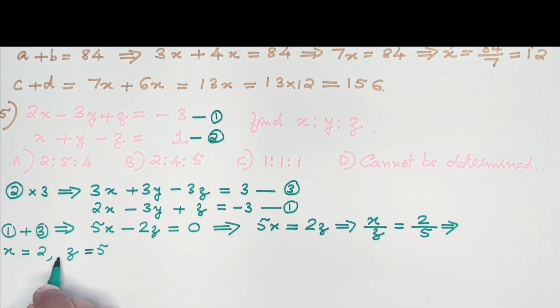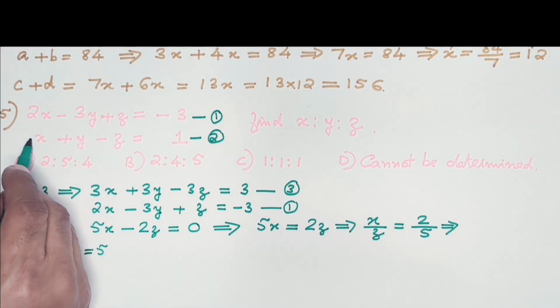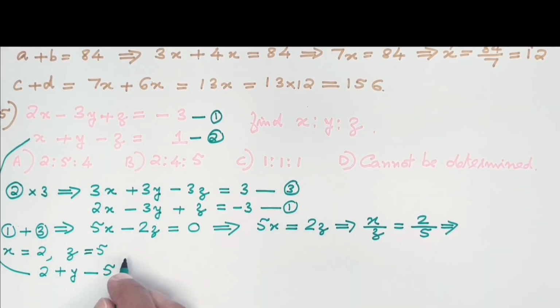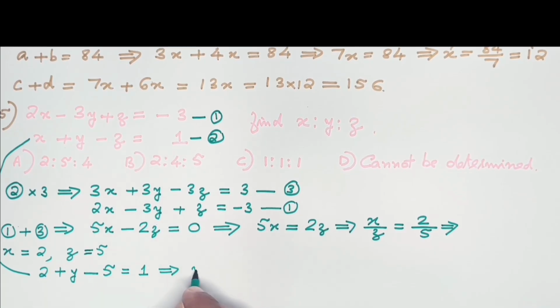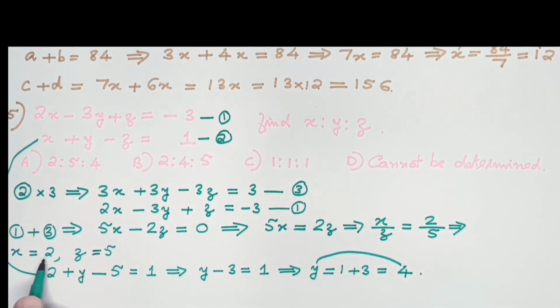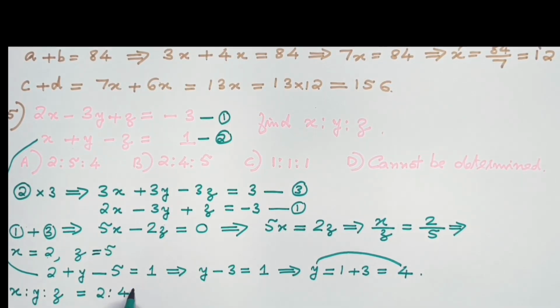Then substitute these values in either 1 or 2. So substituting in this equation, you have 2 plus y minus 5 equals 1. Keeping y here, 2 minus 5 is minus 3, equals 1. Taking 3 to the other side, it becomes plus and you have 4. So y is equal to 4. x is equal to 2, z is equal to 5. Combining all this, x is to y is to z equals 2 is to 4 is to 5, which is the second option.